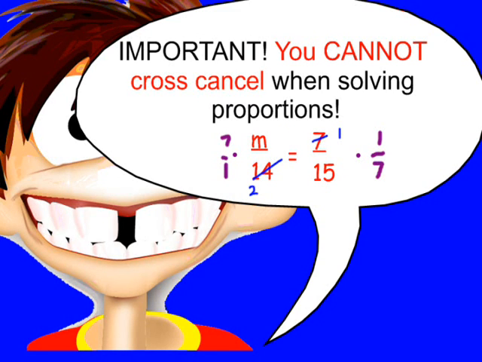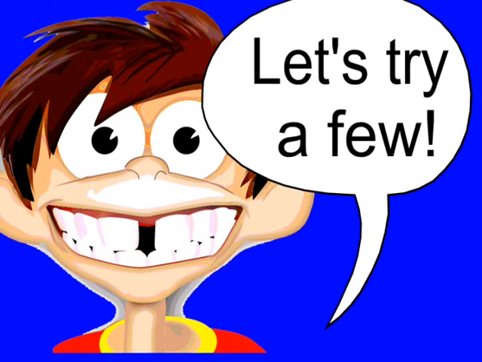Oh, this is pretty important. What a lot of kids will do, because they've multiplied fractions and they've cross-canceled, is try that on a proportion. You cannot cross-cancel on a proportion. That will not work. That's pretty important. Now you can simplify one side, as you saw, but you cannot cross-cancel.